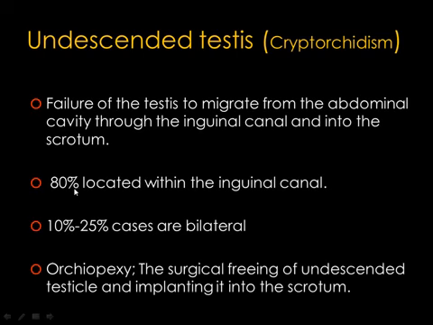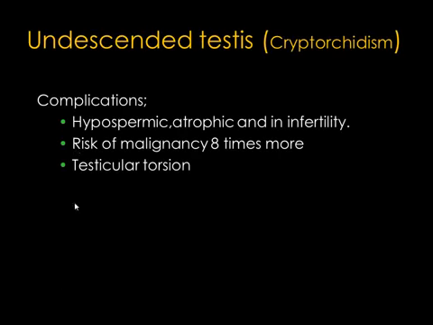Approximately 80% of undescended testes are located within the inguinal canal, and only 10 to 25% of cases are bilateral. Surgical freeing of undescended testes and implanting into the scrotum is known as orchiopexy. If orchiopexy is not performed at an early age, the descended testis is usually hypoplastic and atrophic and results in infertility. The risk of malignancy is up to 8 times more in the undescended testis than the general population.